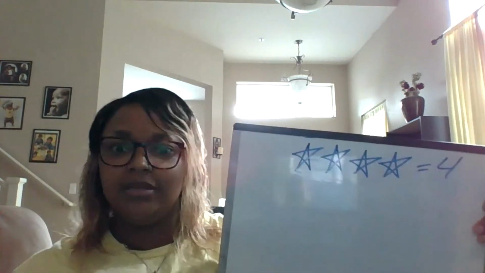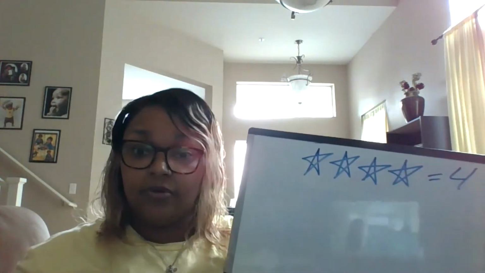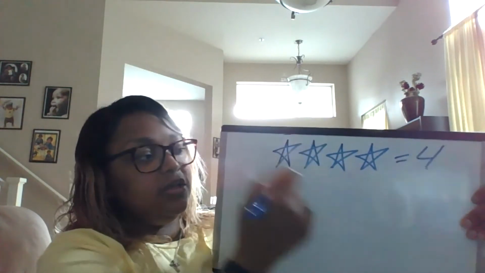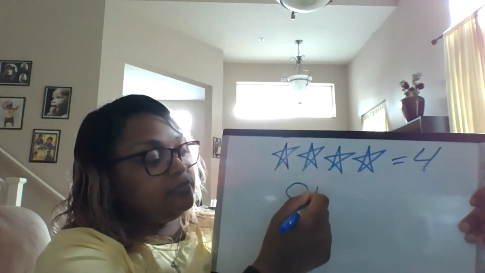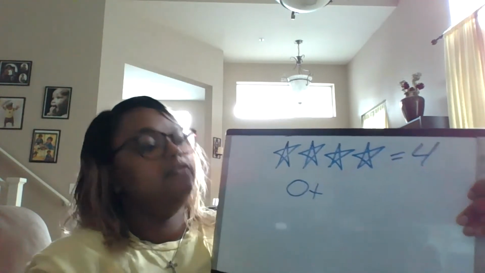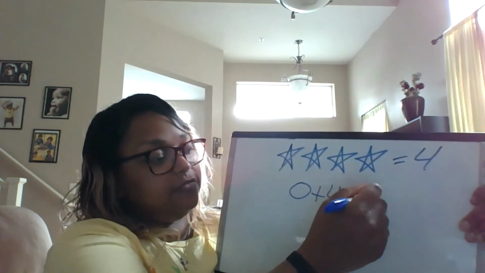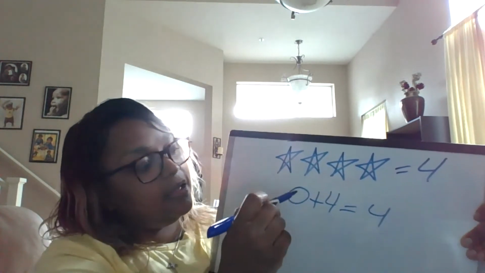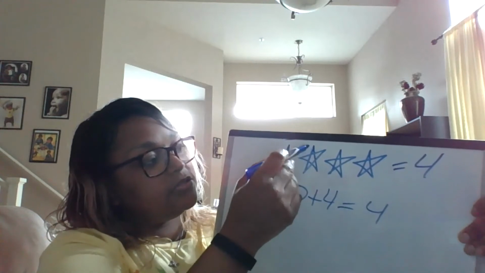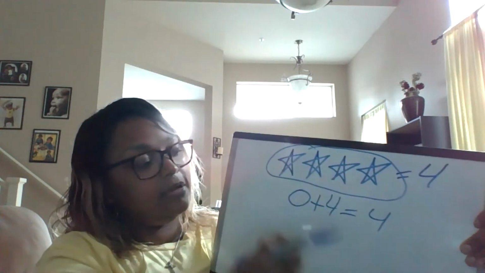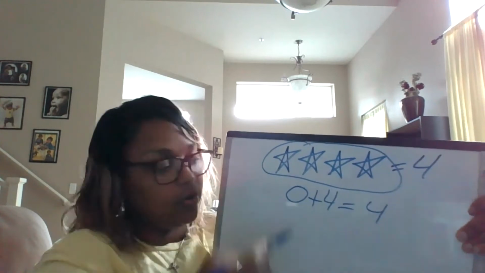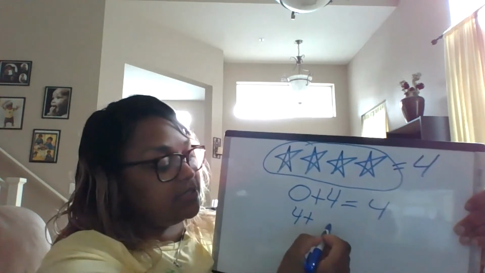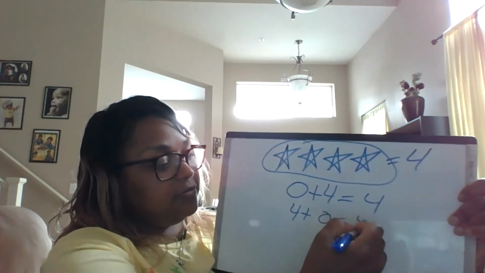We have 4 stars. All right. We need to figure out how we can make 4, so Mrs. King doesn't have to keep erasing. If I circle 0 of them, plus how many are not circled? 4 of them. So we know 0 plus 4 equals 4. Okay? And if I circled all of them, how many are inside the circle? 4 of them. So 4. How many are not in the circle? None. So 0. 4 plus 0 equals 4.